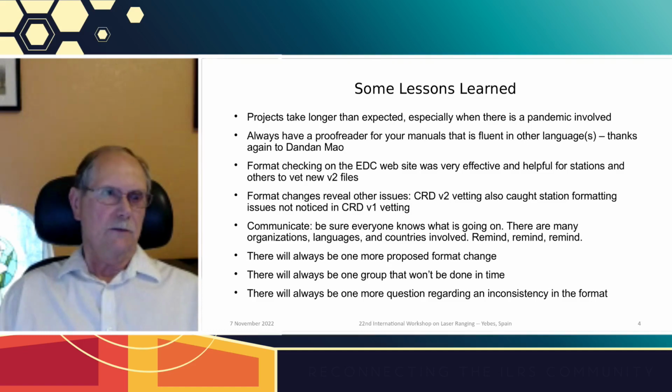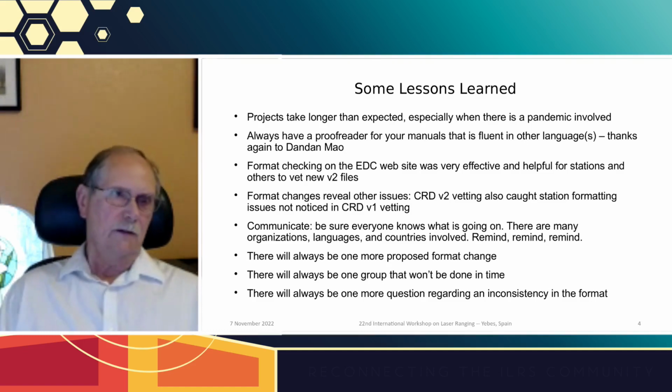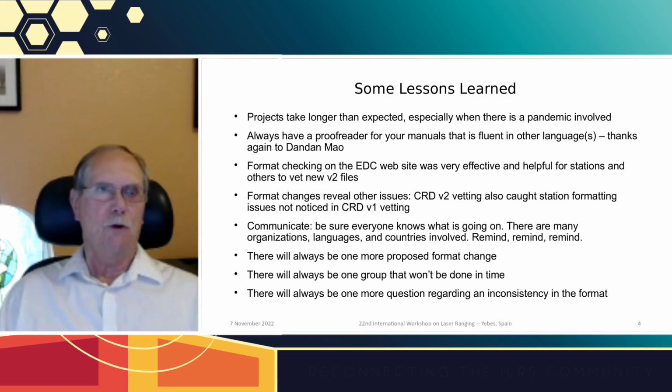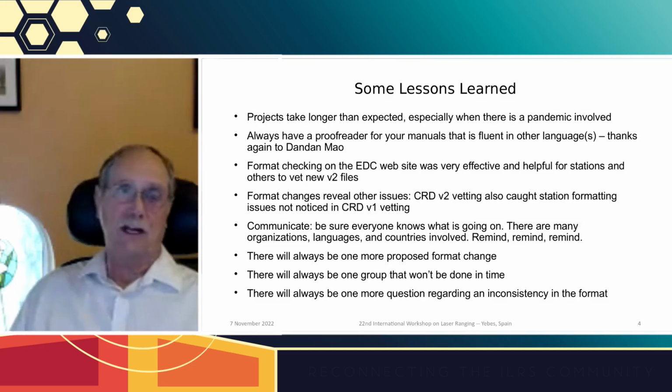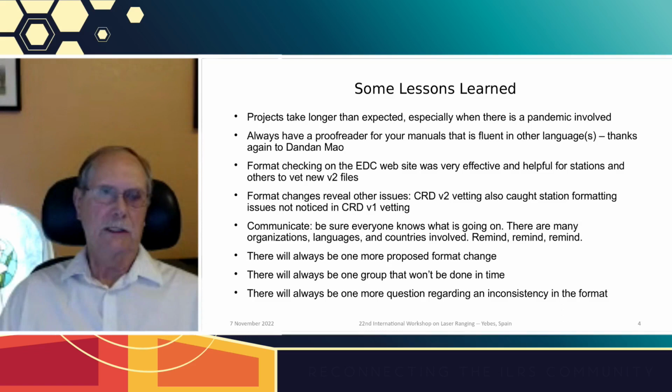There's always a situation where there's one more proposed format change. Well, we went through a couple of those with the calibration records. We also went through that with the NA, not applicable, not accessible, not available. And that delayed us a bit also, but that's taken care of. And I think there was one more proposed change after that. And I sort of said, you can do that in 5 years or 10 years.